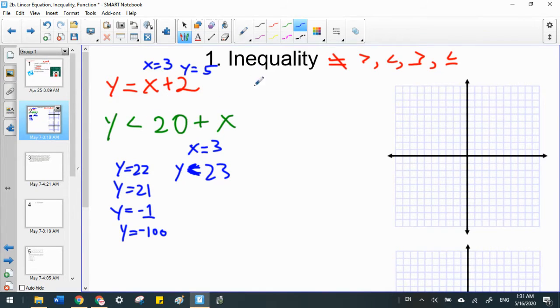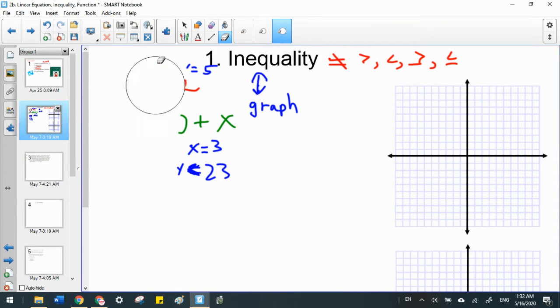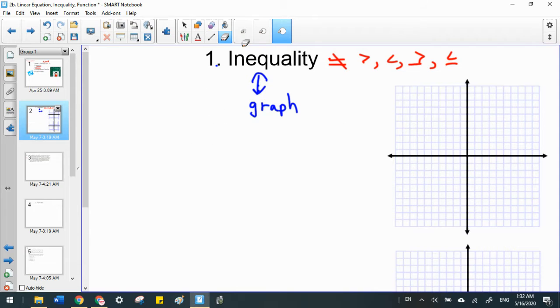inequalities. And just like with linear equations, we want to be able to go from the equation to graph. With inequalities, we also want to make sure we know how to get from inequality to graph, and also graph to inequality. So let's erase some stuff here and let's do a little bit of practice graphing.